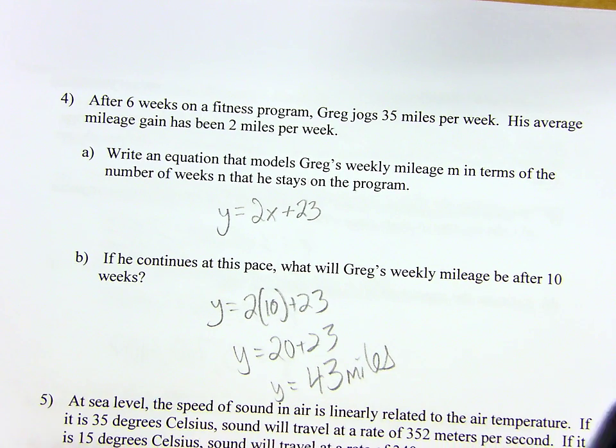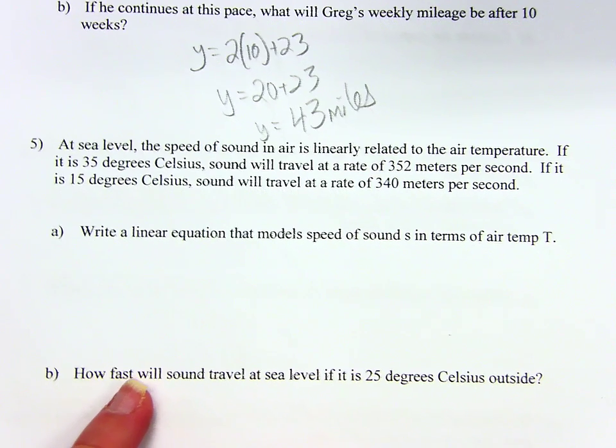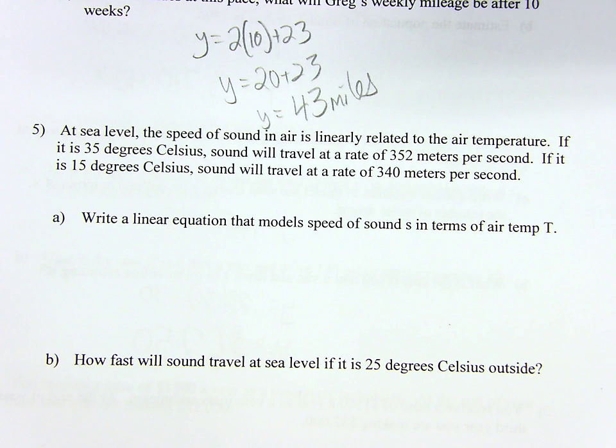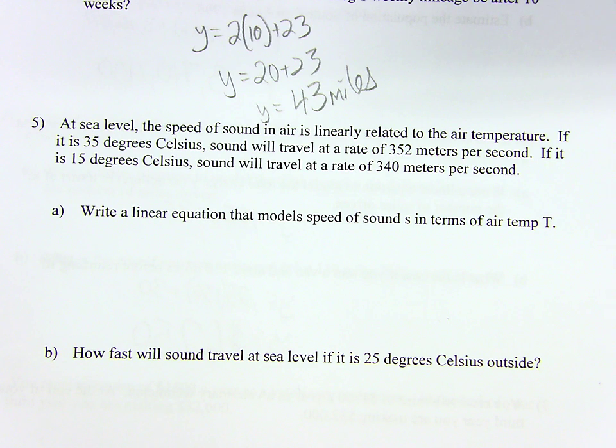Number 5 is a bit different. So let's see if we can work our way through 5 together. So this says, at sea level, the speed of sound in air is linearly related to the air temperature. If it is 35 degrees Celsius, sound will travel at a rate of 352 meters per second. If it is 15 degrees Celsius, sound will travel at a rate of 340 meters per second. Write a linear equation that models the speed of sound S in terms of air temperature T.